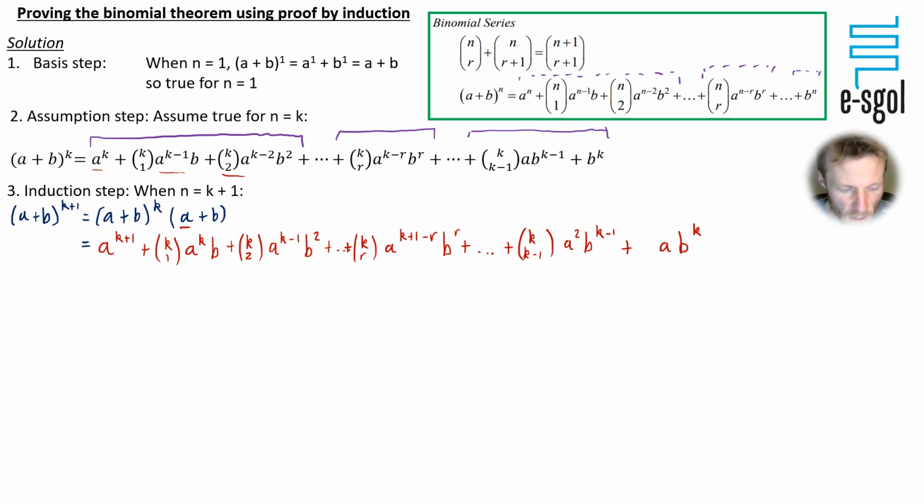Then I need to multiply everything by the b, and I'm going to do that in green. So what will we have? We're going to do b times that. So I'm going to get plus a to the power of k times b, because I've multiplied it by b. And then here we've still got k choose 1, a to the power of k minus 1, b to the power of 2.